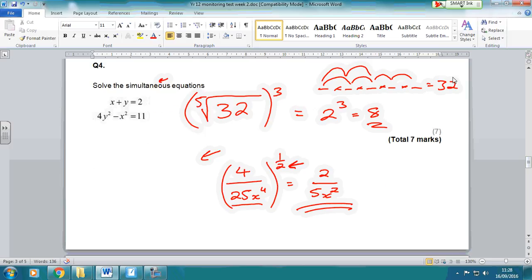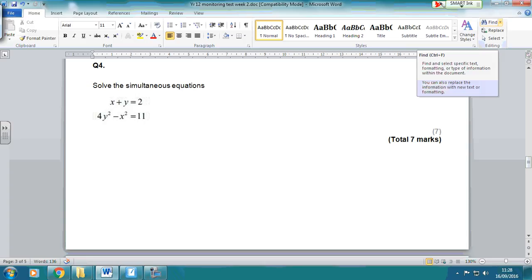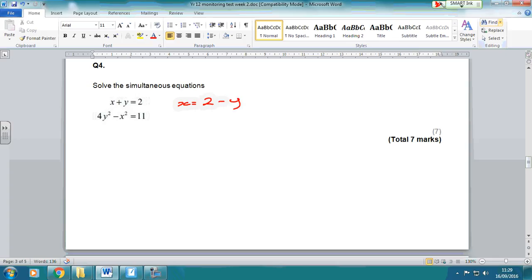Okay, question 4. Now this is a big question, it's worth 7 marks. Now the whole thing with simultaneous equations in C2, so in C1, is that you've got to use the substitution method, which either means you've got to have x equals something or y equals something. So if we rearrange this, and we have x, it doesn't matter which one you do, x equals 2 minus y. We're going to get rid of this plus y by bringing it over to this side. So it's going to be 2 minus y.